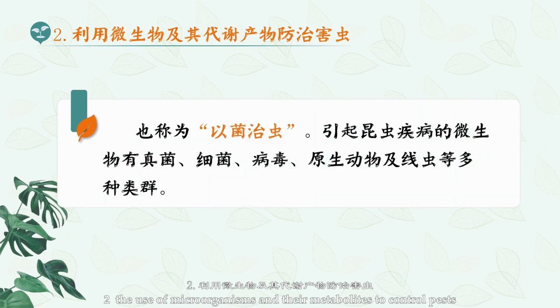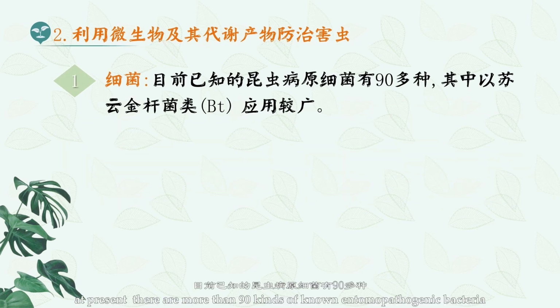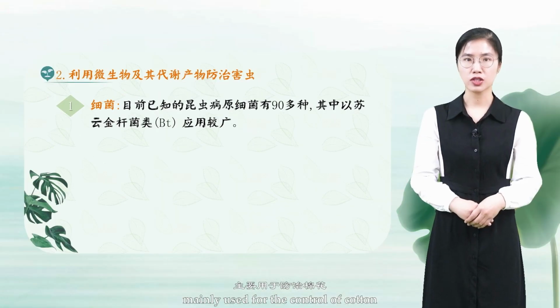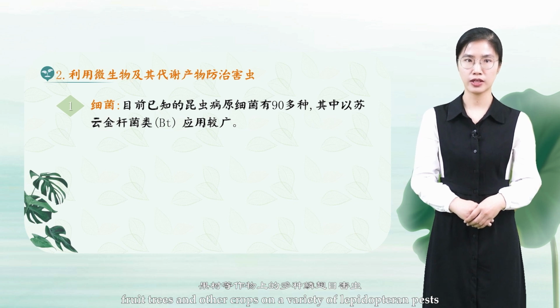2. The use of microorganisms and their metabolites to control pests is also called treating insects with bacteria. Microorganisms that can cause insect diseases include fungi, bacteria, viruses, protozoa, nematodes, and other groups. Bacteria. At present, there are more than 90 kinds of known entomopathogenic bacteria, among which Bacillus thuringiensis, Bt, is more widely used, mainly for control of a variety of lepidopteran pests on cotton, vegetables, fruit trees, and other crops.